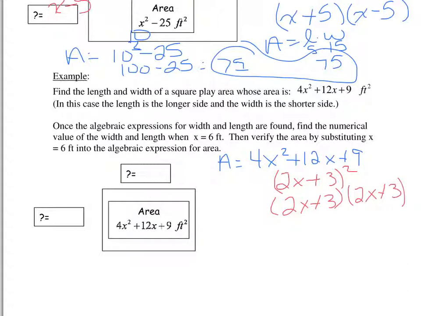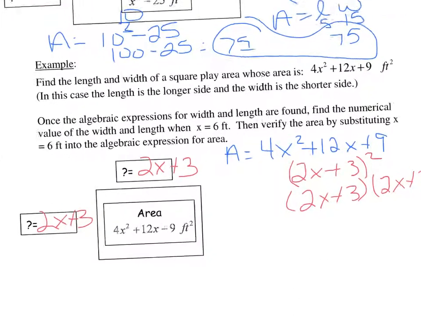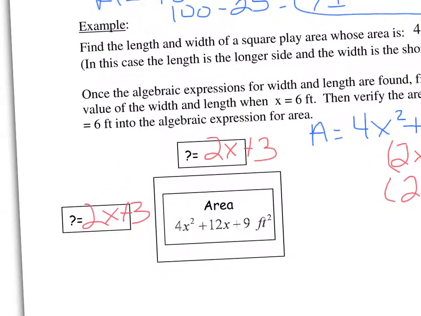And this is indeed a square. The length and width are the same, 2x plus 3, 2x plus 3. Now, find the numerical value of the length and width when x equals 6. So we'll just put a 6 in here. So 2 times 6 plus 3, that would be 12 plus 3 is 15. Same thing here. 2 times 6 plus 3 is 15.